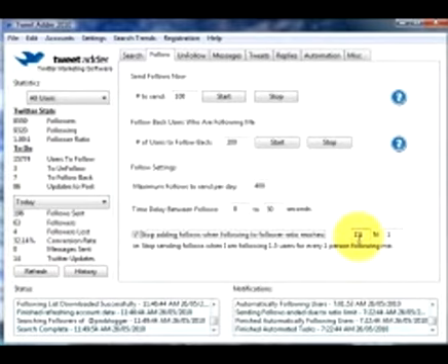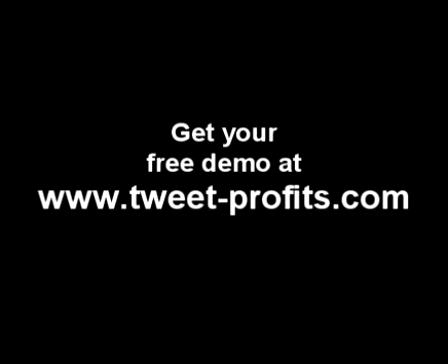So there you have it. That's the follow function in Tweet Adder. It certainly makes something that could be time consuming a bit quicker to do.